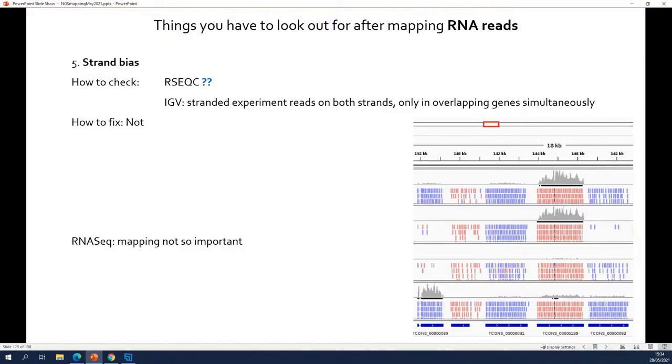A lot of things you check, and I do check them thoroughly for RNA-seq data because I do want to have my counts as accurate as possible. But that being said, for RNA-seq, the mapping is not that crucial. So it's not that you're going to tweak the parameters of STAR. No, if you get good results, you go on with the results.